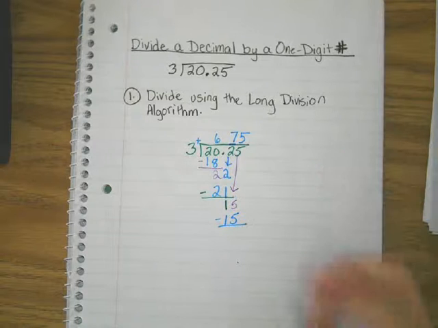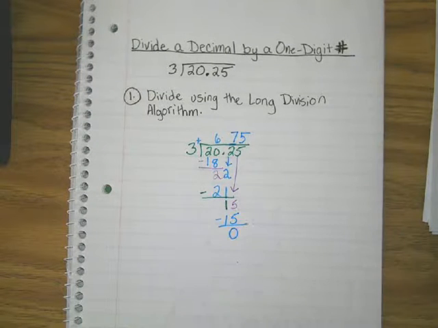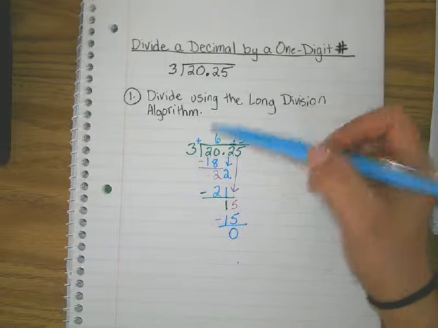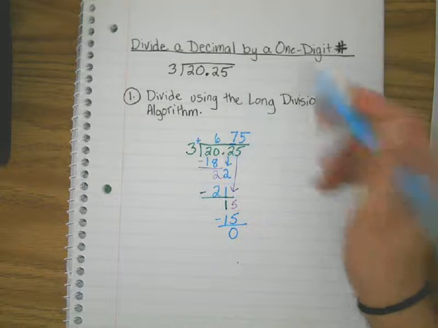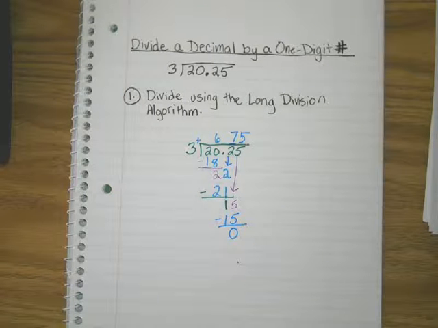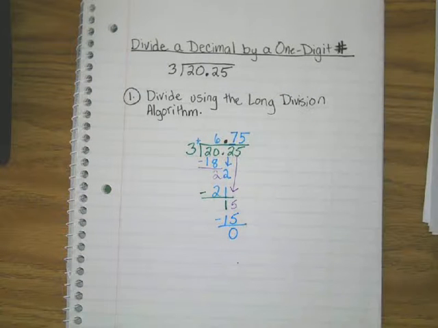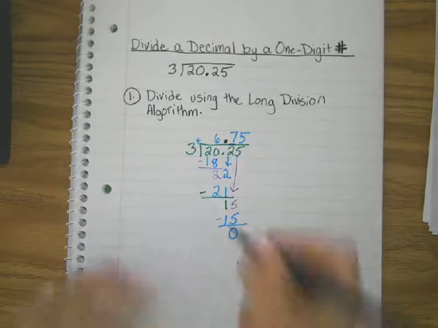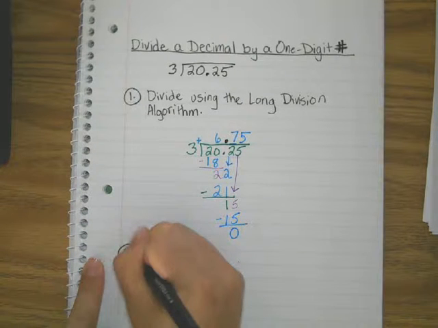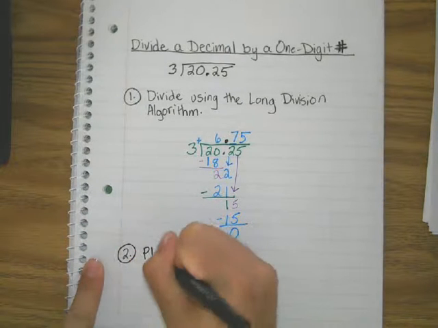Now, we need to place our decimal point. Are you watching? Yep. So, for step 2, place the decimal point. You're actually just going to bring it straight up.